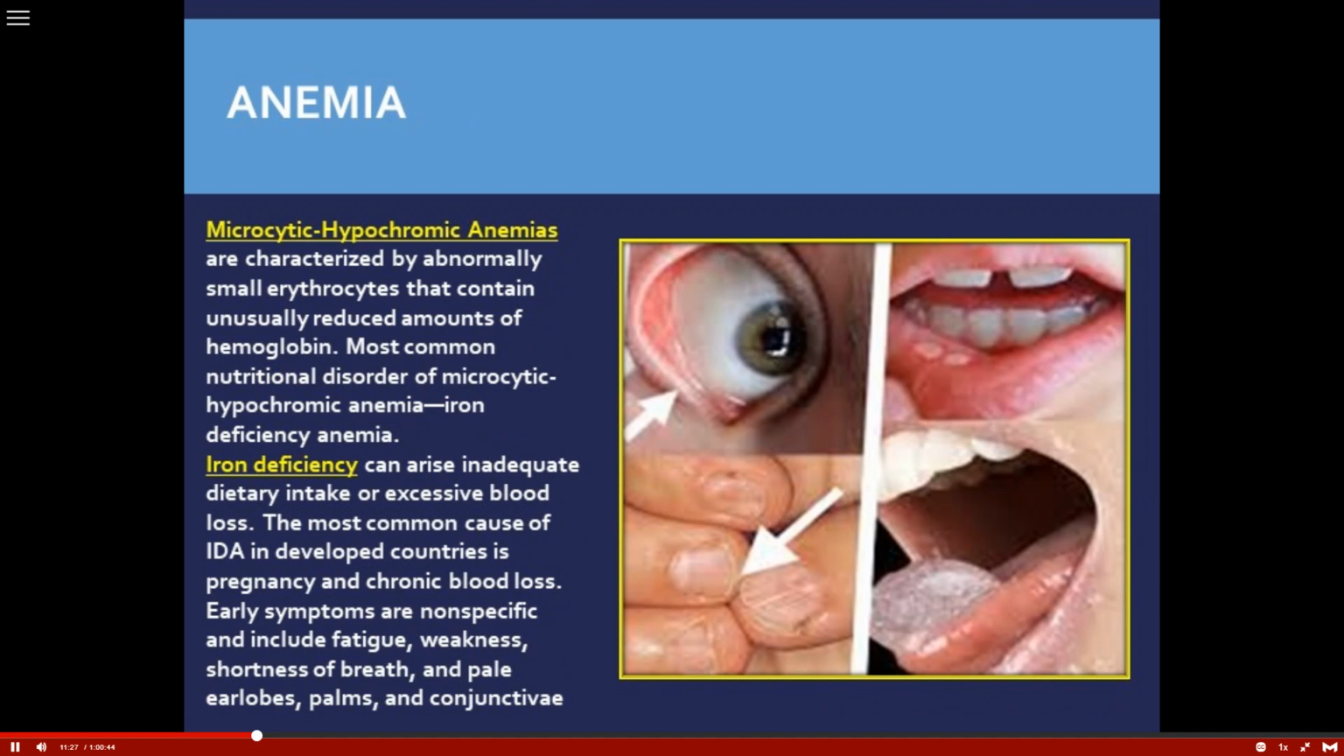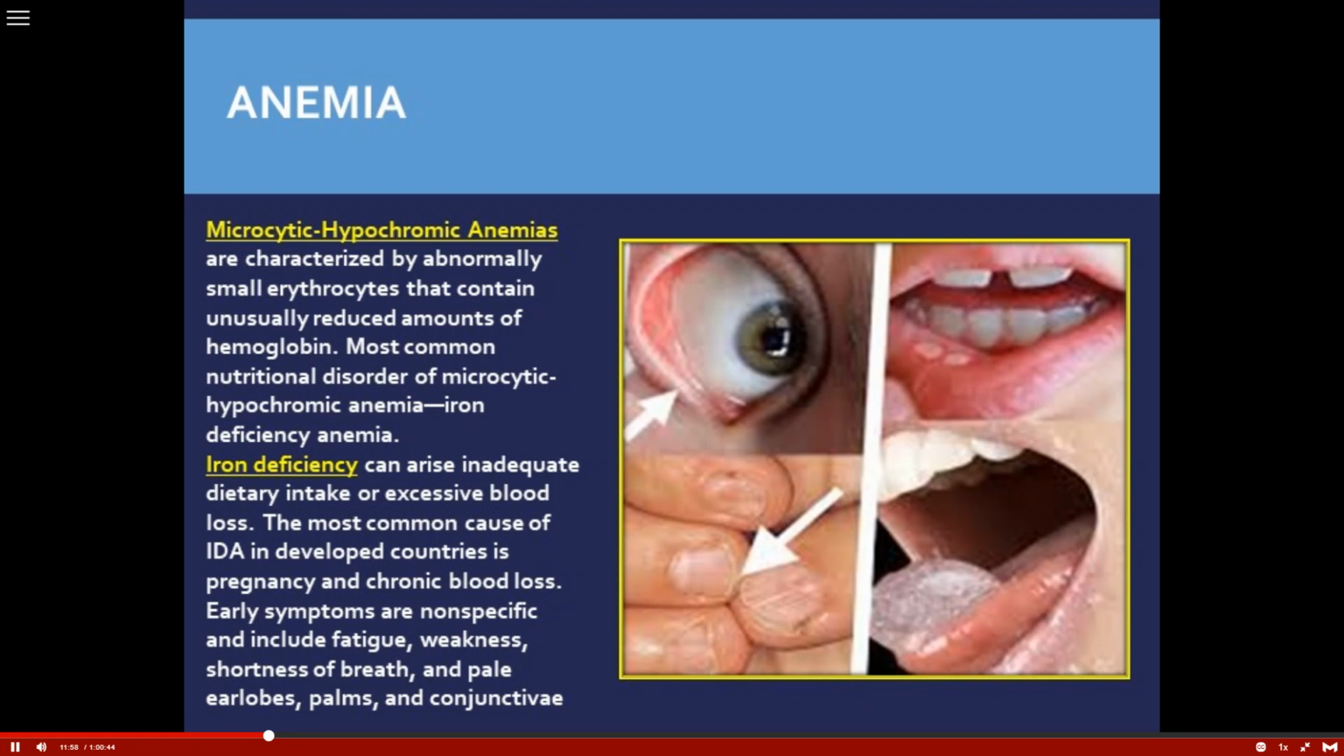So iron deficiency anemia is usually caused by an inadequate intake of iron, of course, or it could be excessive blood loss. The most common cause of IDA in developed countries, here in the United States, whatever, is usually pregnancy as well as chronic blood loss. So that makes sense. Early symptoms are very nonspecific: fatigue, weakness, a little bit of shortness of breath.